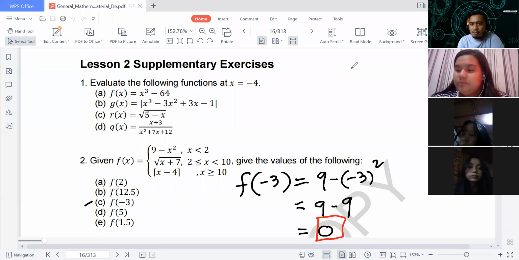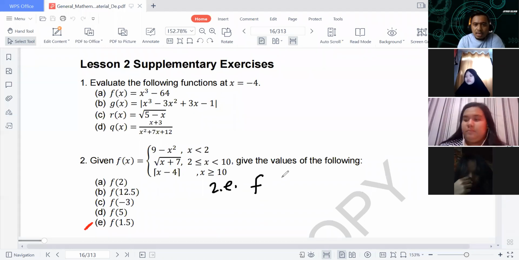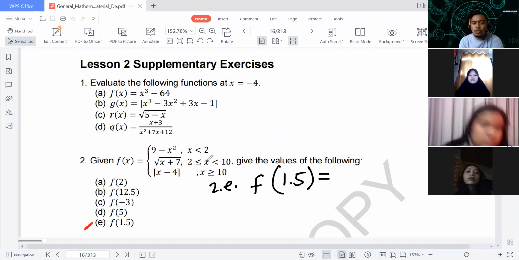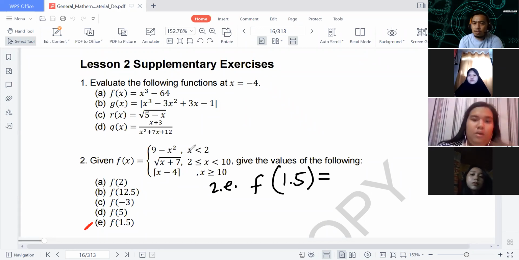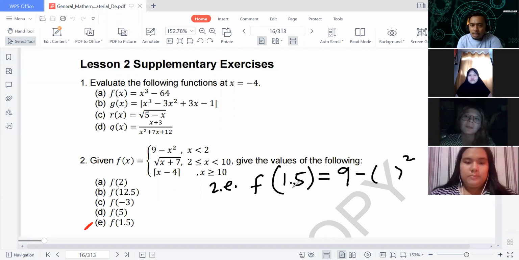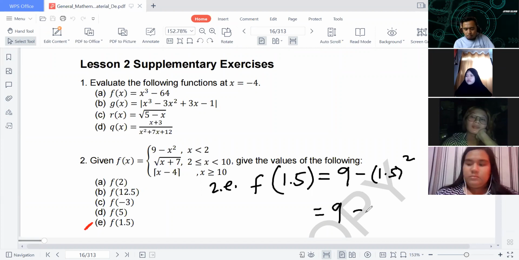Clear? Understood? And for the last one, letter E, you are asked to find f of 1.5. So again, let me ask you, which among the three will be used? First, second, or third? By looking at your x. Yes, first, 1.5 belongs here. So you will be using the same form, 9 minus blank squared. But again, the input is 1.5. So you use here 1.5. Okay? Then after that, it will be 9 minus 1.5 squared.